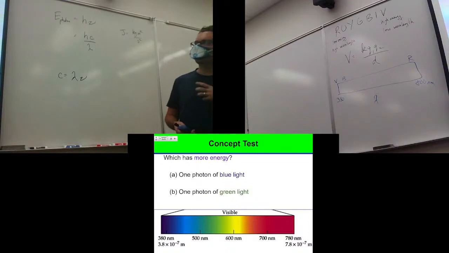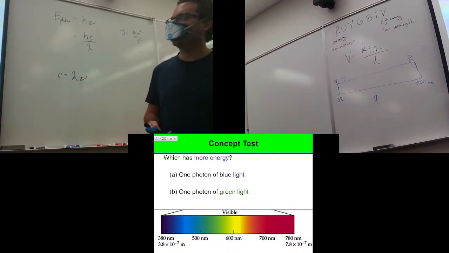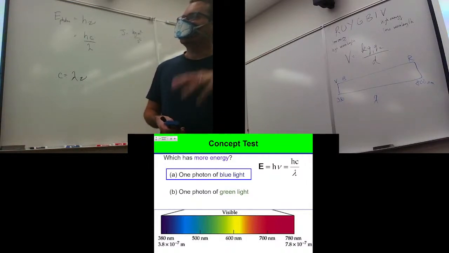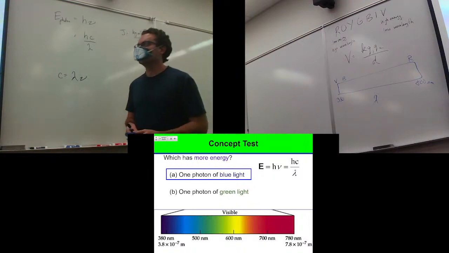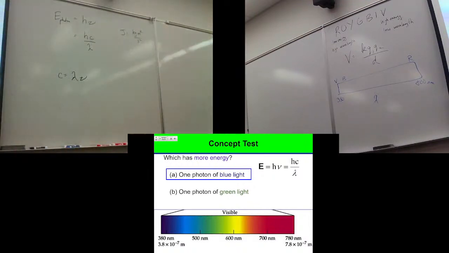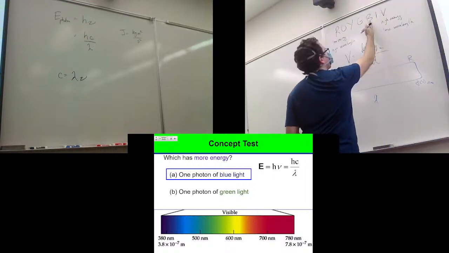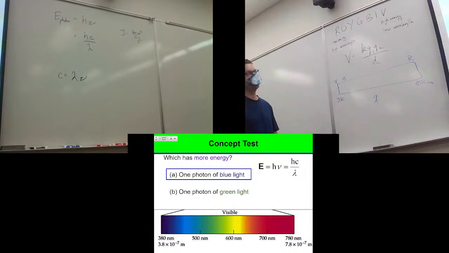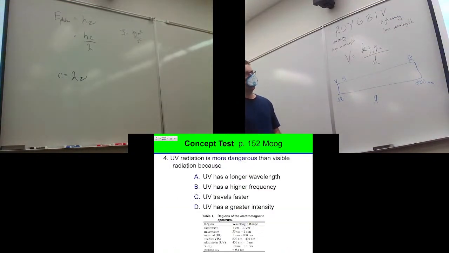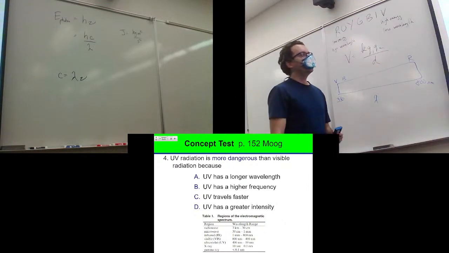Okay, so which has more energy? I'm going to skip past this pretty fast because we're kind of behind. We need to catch up a little bit. A blue light photon is going to have more energy. All right, blue over here. Green is a step in the lower energy direction. So blue is higher energy.